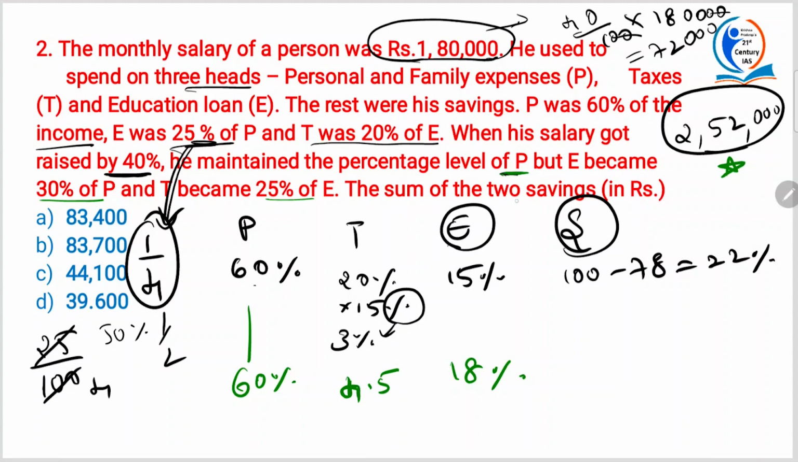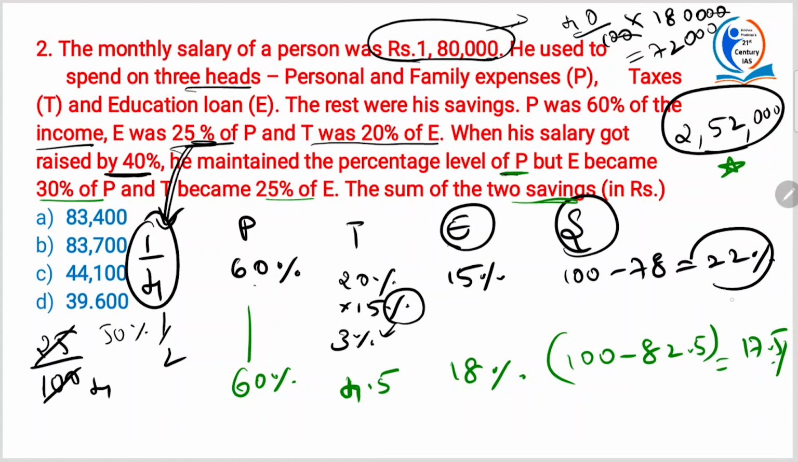Okay. The sum of the two savings. Now what will be the saving percentage? 78 plus 4.5. It's 82.5. So remaining is how much? 100 minus 82.5. It is 17.5%. Alright. Now he's asking sum of two savings. Now don't add the percentages and then multiply by some number. Don't do that, because this percentage is 22% of 1,80,000. This percentage is 17.5% of 2,52,000. You getting my point, right?